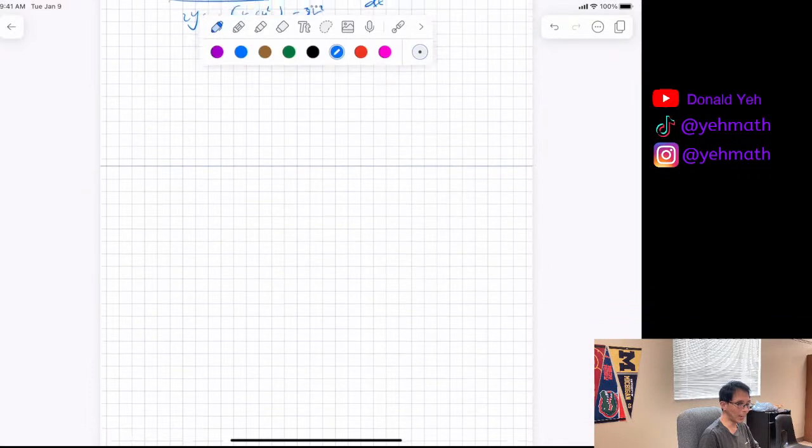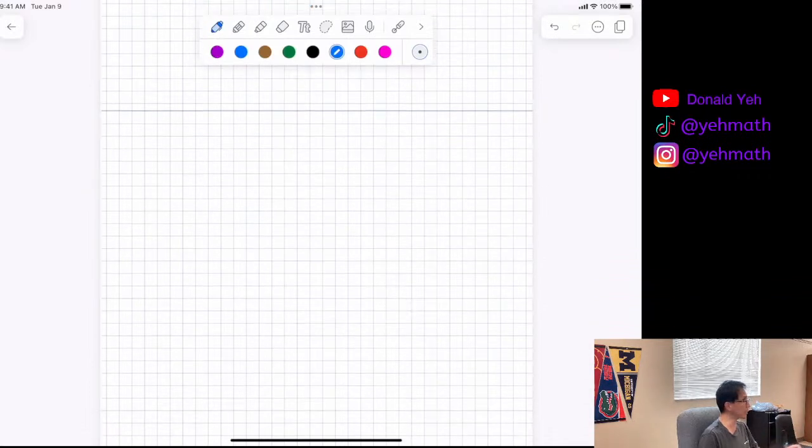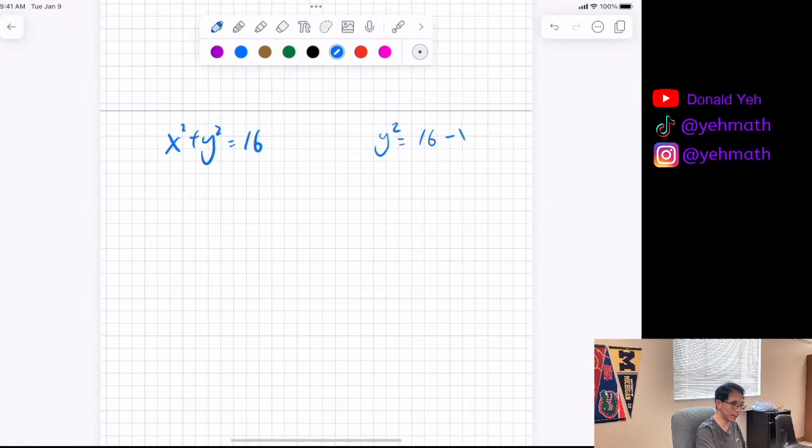Now I'm going to go to the last one, which is how do I take a second derivative of something? Now this one's going to be the hardest one. So I'm going to take a circle, x squared plus y squared equal to 16. By the way, this is a circle equation. Circle equation is very common. Also on a side note, you can solve for y squared to be 16 minus x squared.